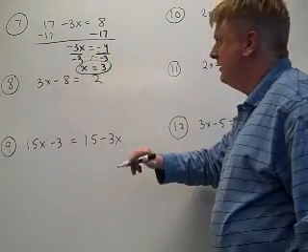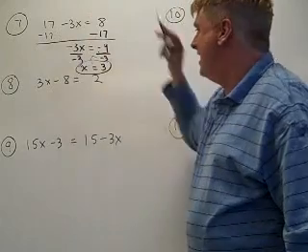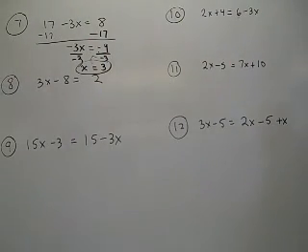Let's check and see if it works out. Negative 3 times 3 is negative 9. 17 minus 9 is 8. It does work out.